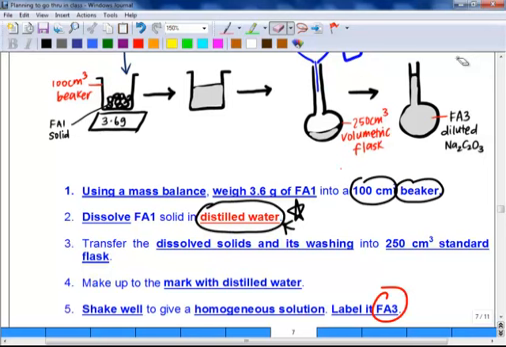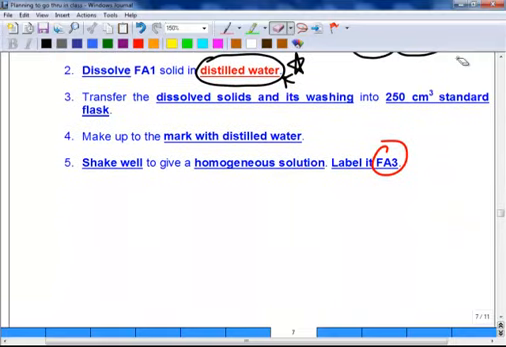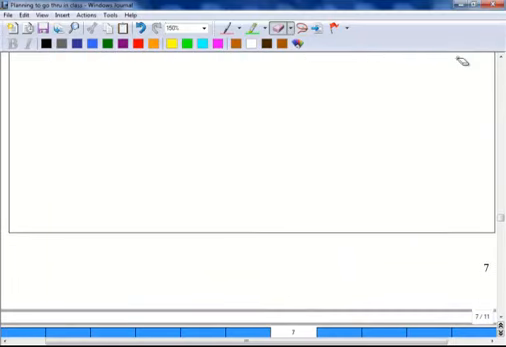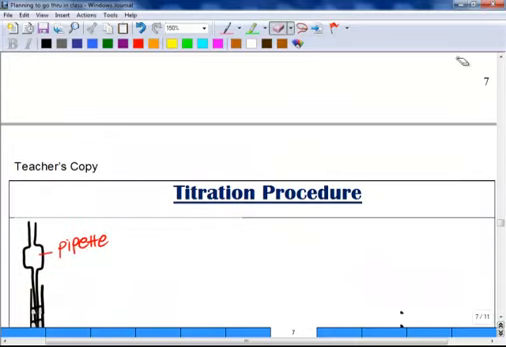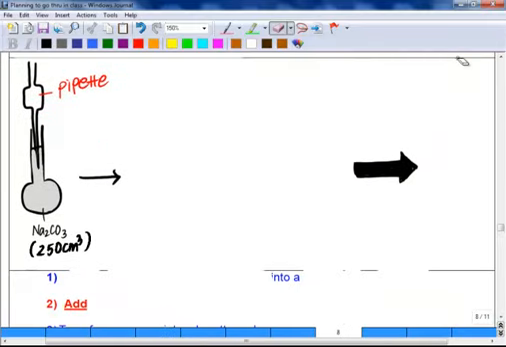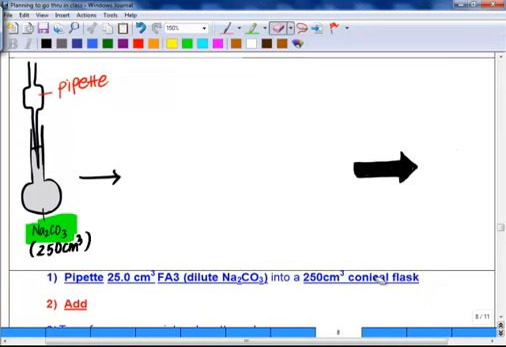After you prepare standard solution, what is the next major step? It will be the titration already. So can I move on to the titration? Yes. So after that, you can speed up your working into titration procedure. For titration procedure, take note, you have the Na2CO3, pipette out 25 cm3 into 250 cm3 conical flask.